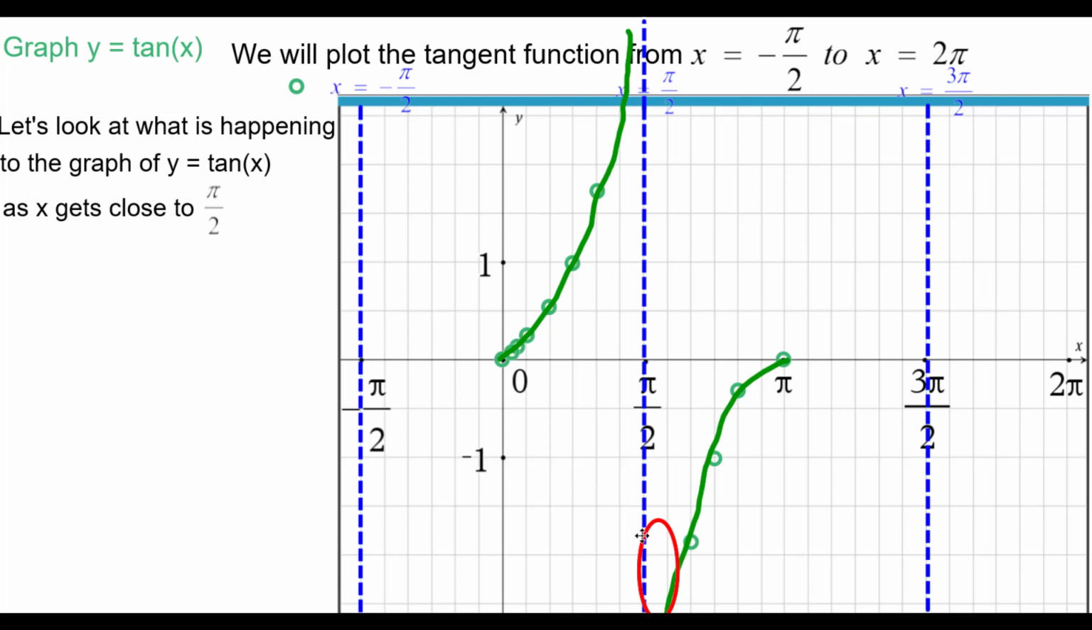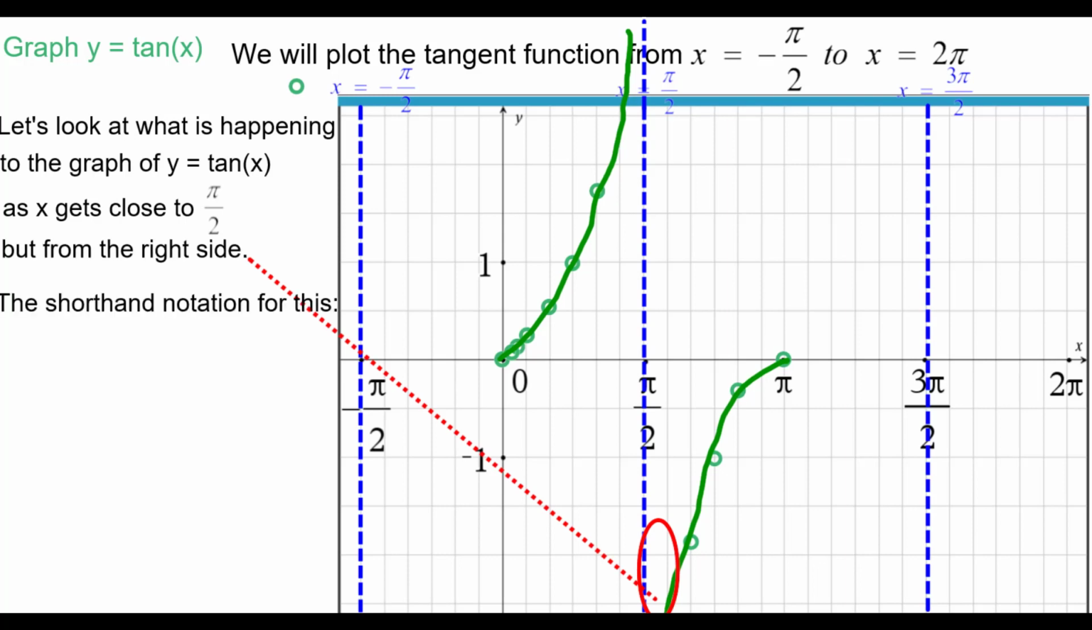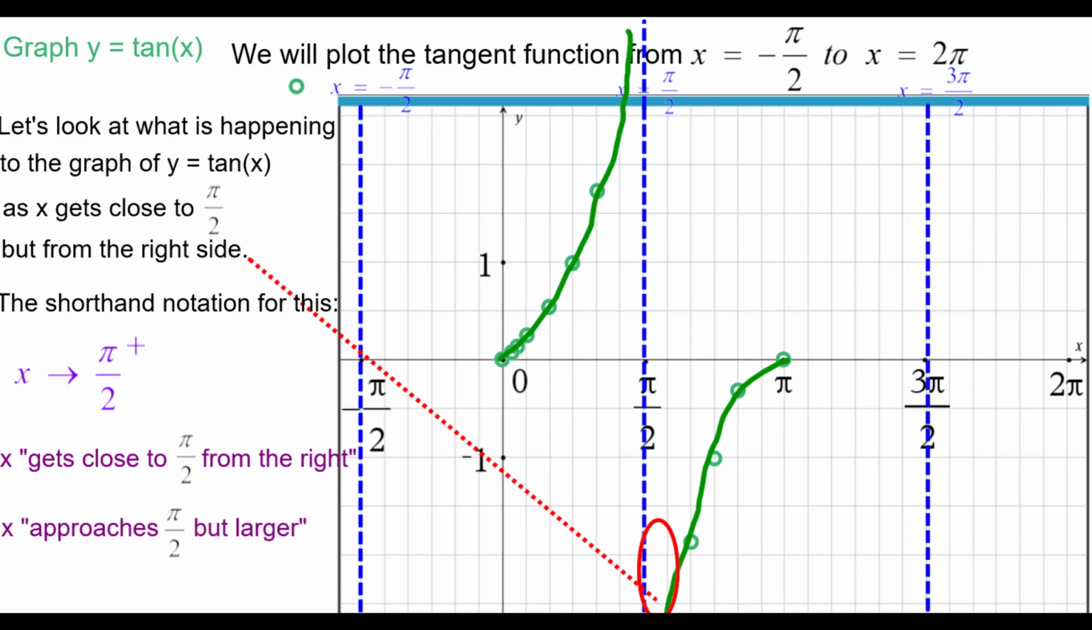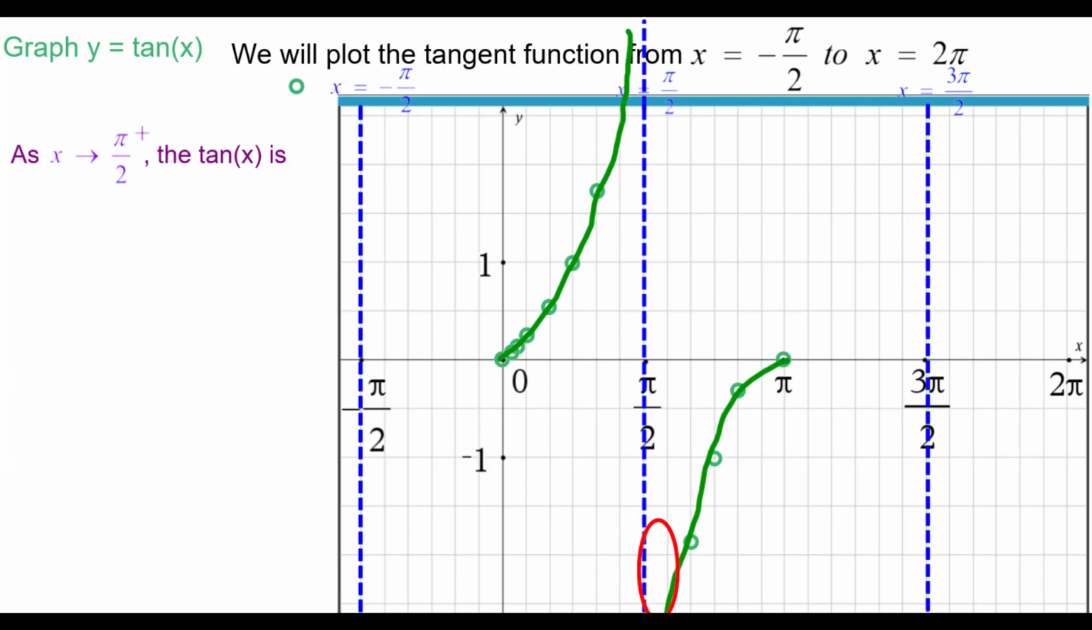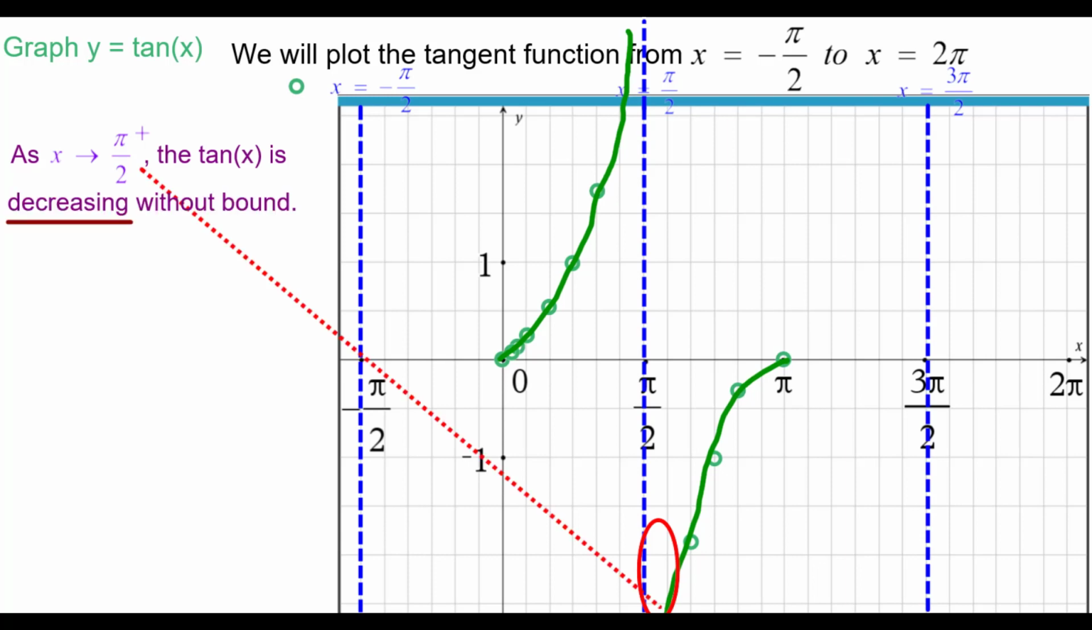But let's look at what's happening to the graph as x is close to pi over 2, but in this case from the right side. The shorthand notation for this is an arrow to pi over 2 with a plus sign for the exponent. It's read x gets close to pi over 2 from the right, or you can say x approaches pi over 2 but larger, or from the positive side. So as x approaches pi over 2 from the positive side, the tangent is decreasing without bound, getting really, really small, but the number is negative. Large in size, but negative in direction.